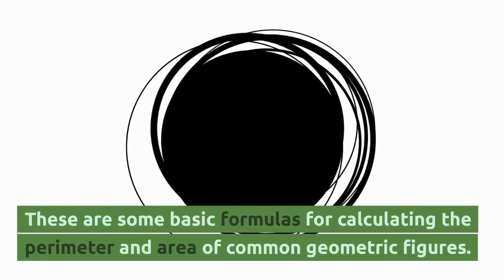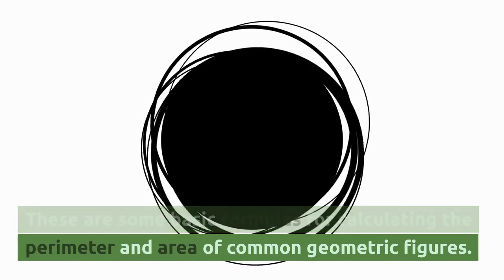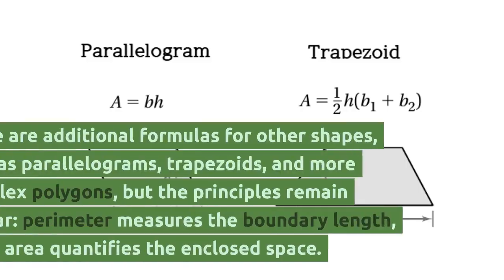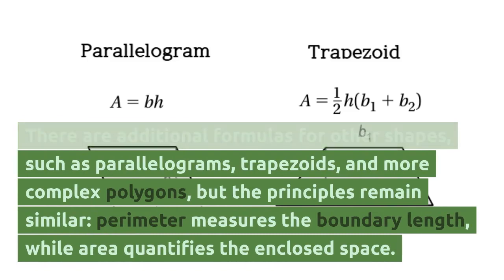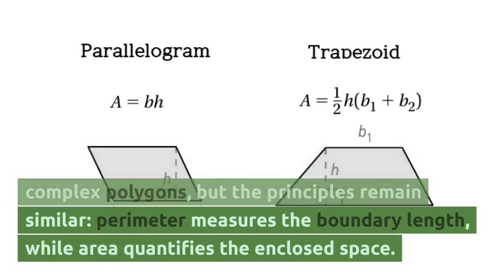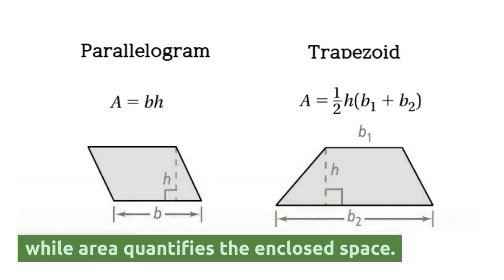These are some basic formulas for calculating the perimeter and area of common geometric figures. There are additional formulas for other shapes, such as parallelograms, trapezoids, and more complex polygons, but the principles remain similar. Perimeter measures the boundary length, while area quantifies the enclosed space.